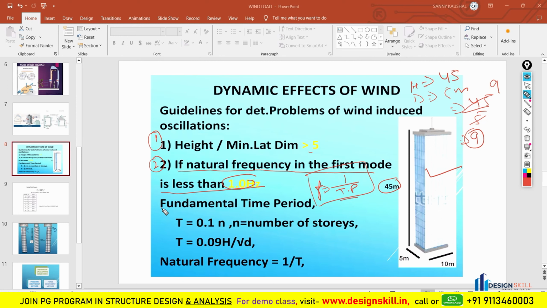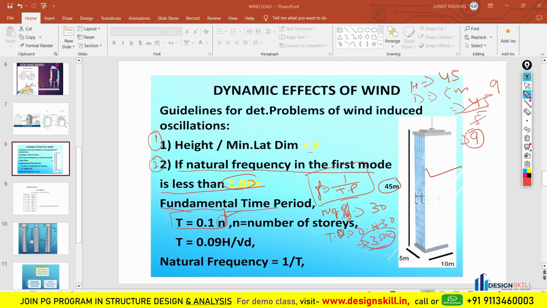You can look at that the fundamental time period is calculated by T equal to 0.1 multiplied by N, where N is the number of floors. This is just an approximate formula to calculate the time period. You can use this formula. So let's suppose that I have a structure of 30 floors. I'm just counting the number of floors as 30. Then how will I calculate the time period? Tp will be 0.1 multiplied by 30, so it will be 3 seconds, right?